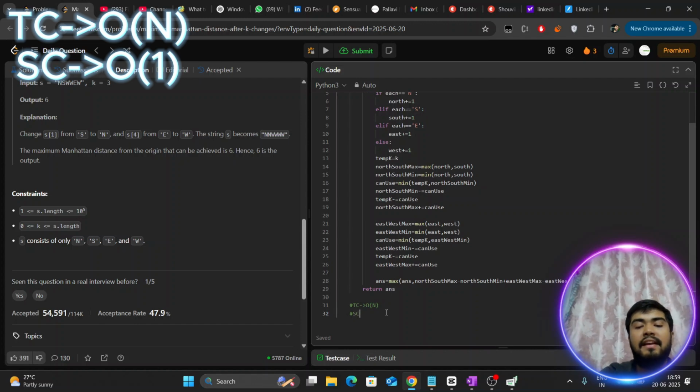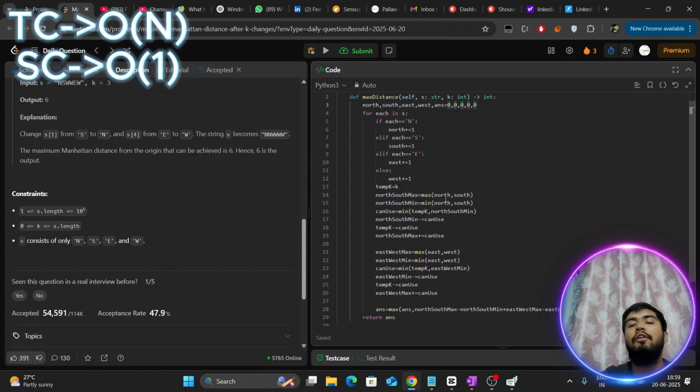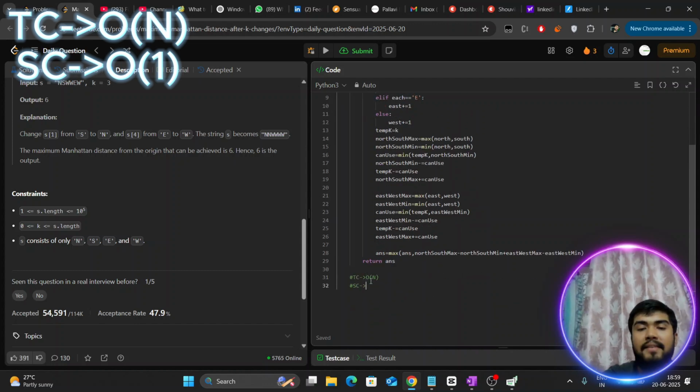And on space complexity, do you guys see we have defined any extra variables? No. Any data structures altogether? No. All are single initialization variables only. So the space complexity is bound to be big O of 1. And that is obviously the most optimized time and space complexity you can achieve.